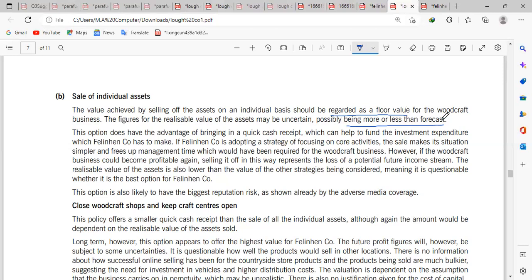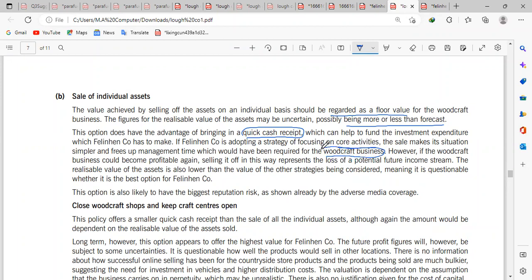this sale data has been given to you in forecasted form, but when the actual figures are there, that may deviate. This option does have the advantage of bringing in a quick cash receipt when you are selling the assets, which can help to fund the investment expenditure which F company has to make. If F company is adopting a strategy of focusing on core activities, the sale makes its situation simpler and frees up management time, which would have been required for the woodcraft business.